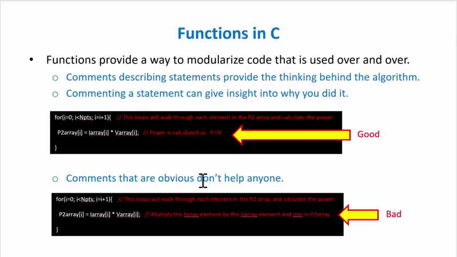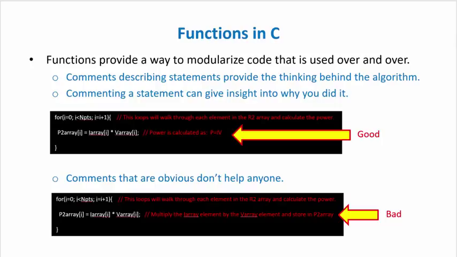Some comments are kind of redundant and don't help. So if you put comments that just describe exactly what the algorithm's doing or the statement, it's kind of silly. So for example, here a good comment would be power is calculated as P equals IV. Here's a bad one. I look at this statement and I have P2 multiplied by I is equal to I multiplied by V, and my comment is multiply the I array element by the V array element and store in the P2 array. That's stupid because you can look at this and you know that that's what it's doing. It doesn't tell you anything about it. It doesn't tell you why you're doing it or what you're doing.